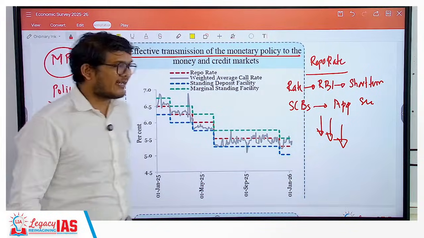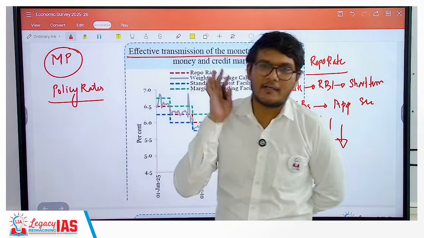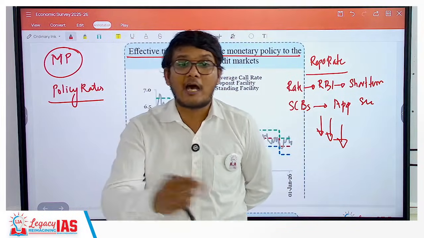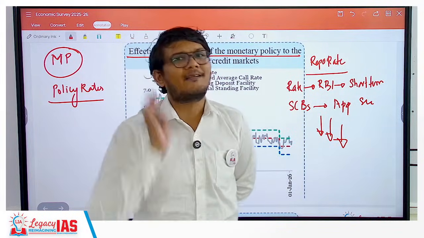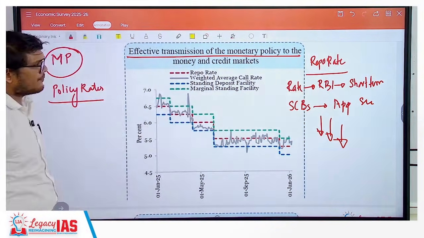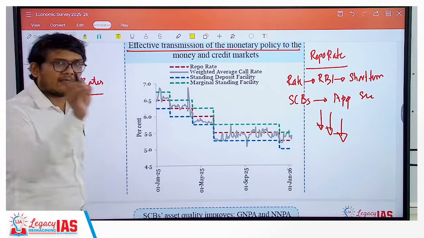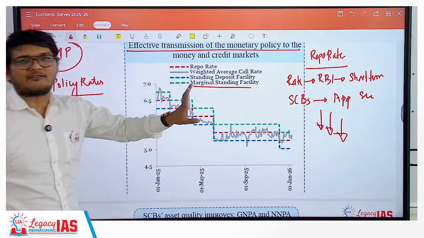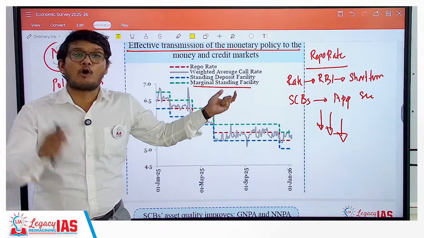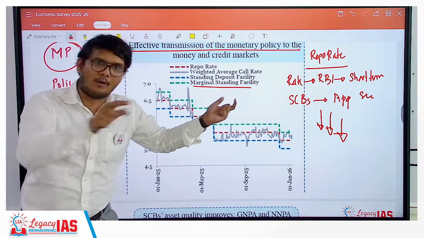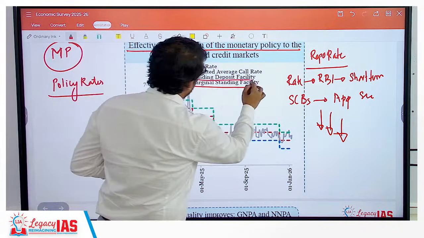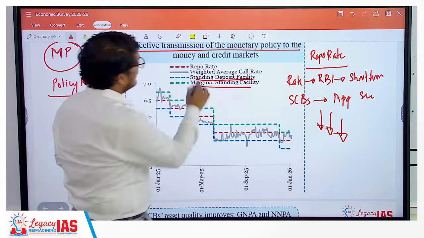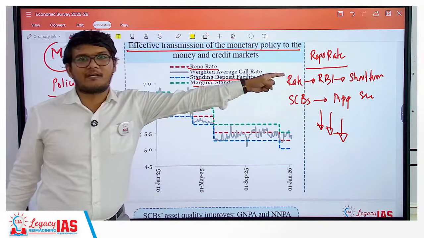Now what is happening is, if the RBI is lowering the repo rate, the scheduled commercial banks are passing on the benefit to its customers, which is seen by this graph. So this graph consists of different policy rates. Marginal standing facility, this is also an interest rate. This is an interest rate for borrowing money from the RBI overnight. This is standing deposit rate, again an interest rate. This is the repo rate, again an interest rate, which I talked about.